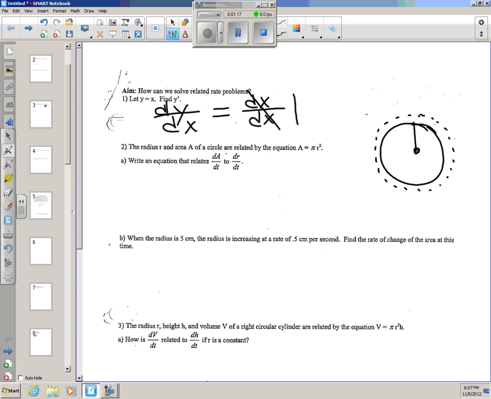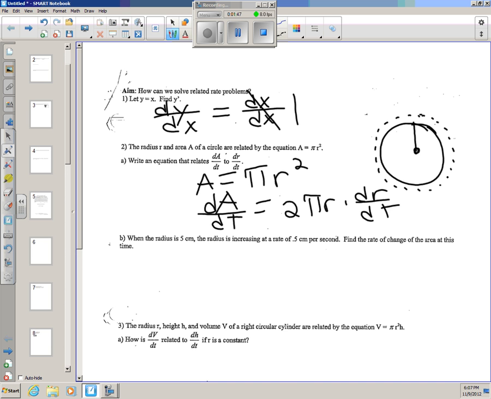So we always start these related rate problems by writing an equation, not using calculus, relating the variables that we're interested in. Then we look at how both sides are changing compared to time. So for change in area compared to change in time, I'm going to write dA over dt. For the derivative of r squared, I'm going to use the chain rule. I'm going to get 2 pi r times dr over dt.